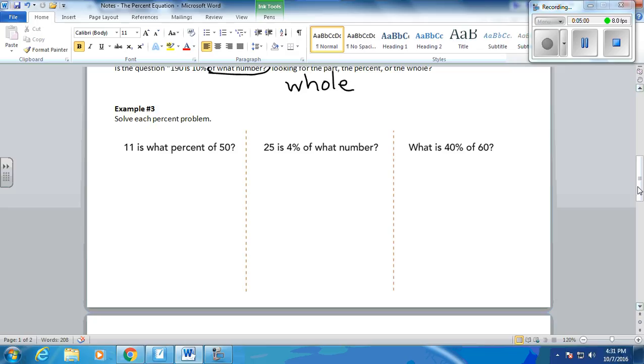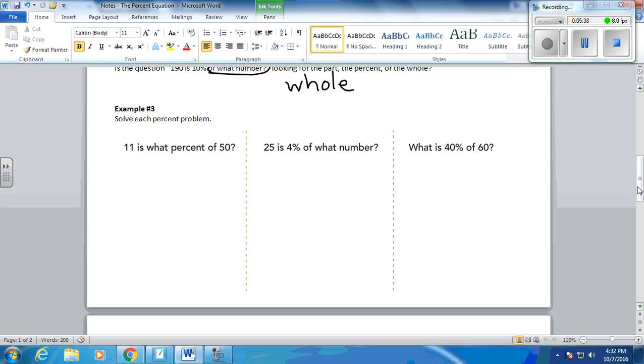So for number 3, again, they're saying to solve each percent problem. It says 11 is what percent of 50? 25 is 4% of what number? What is 40% of 60? These are the bare minimum, most basic percent questions that you will be asked to complete. As we move along in topic 3, the questions are going to become more complicated and the concepts are going to become more complicated as well. So we need to make sure that we really understand and show our work the way that I'm asking you to do it. So let's start with 11 is what percent of 50?